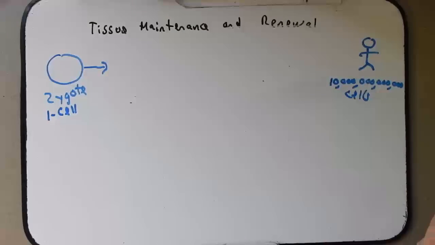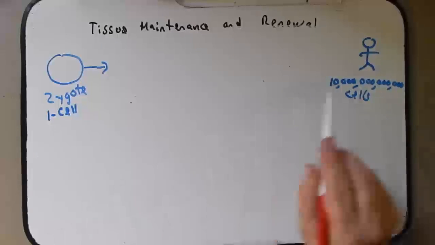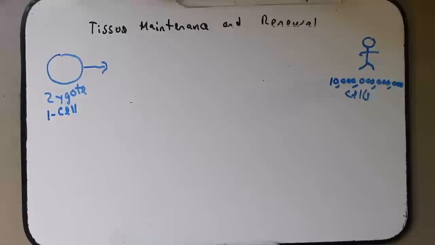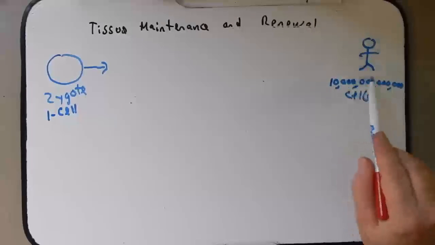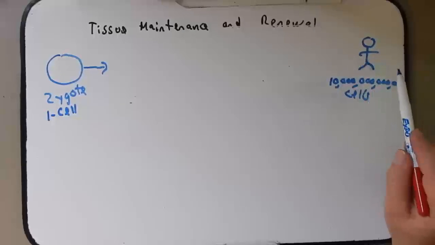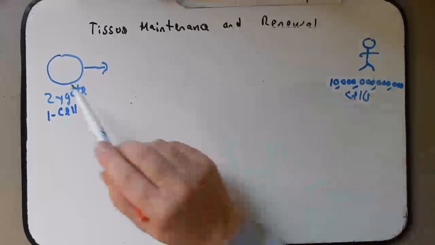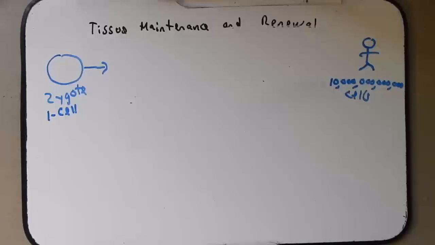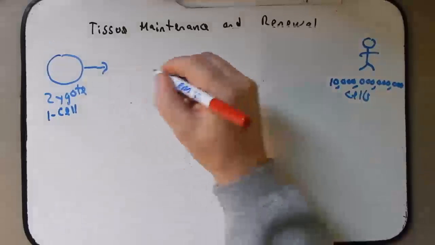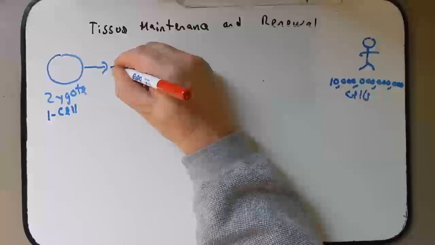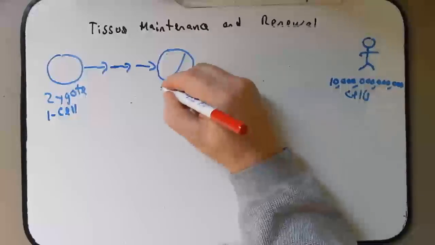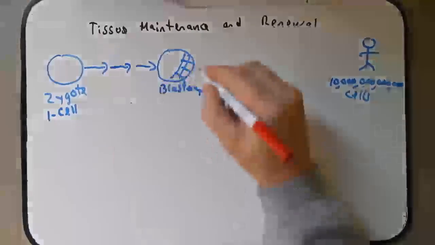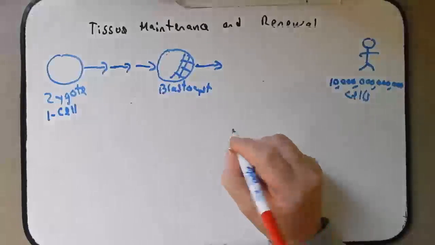The fascinating thing about this one cell embryo and this 10 trillion cell organism is that the genomes are identical. Every single cell in this human has the same genome that this one cell zygote has, minus of course any mutation. To remind you, this cell will go through several cell divisions, and eventually it'll form something called the blastocyst, and then it will form the gastrula.